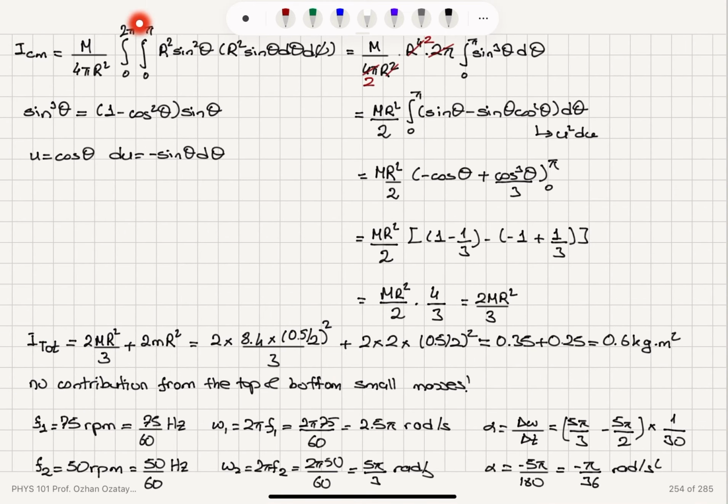So 0 to 2 pi phi integral, 0 to pi theta integral, r square sine square theta, that's integral r square, and dm is basically sigma times dA, r square sine theta d theta d phi. So this integral gives us 2mr square over 3, where we played some tricks with the integration.